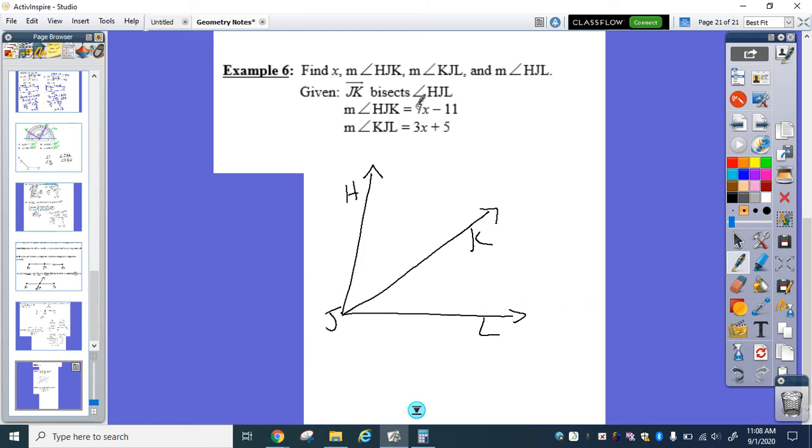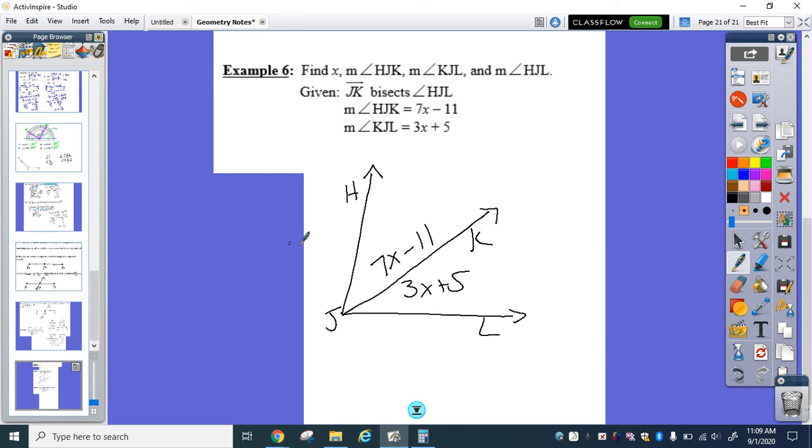So we've got a very similar diagram to what we looked at last time. But this time they did not give us the measurement of the whole angle. They gave us individual pieces. So angle HJK, that's the top angle. This angle is 7x minus 11. And KJL is 3x plus 5.